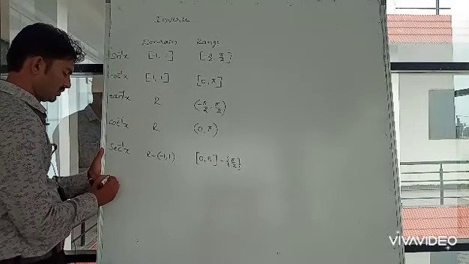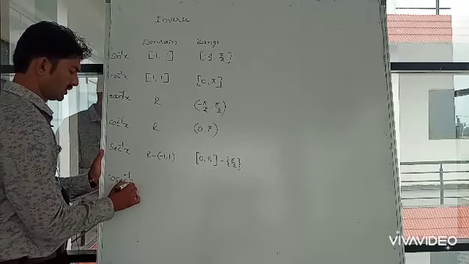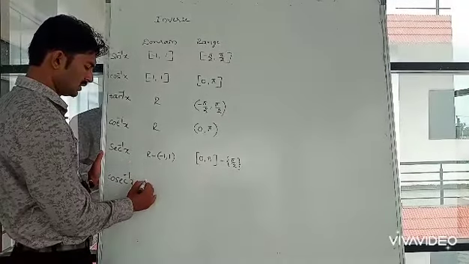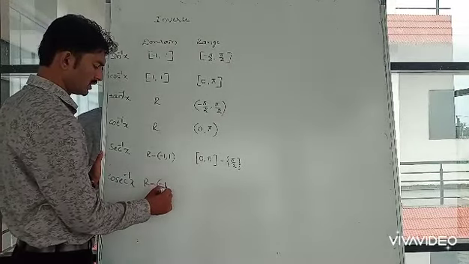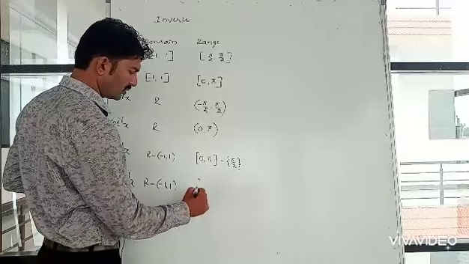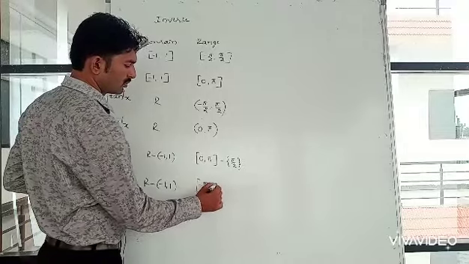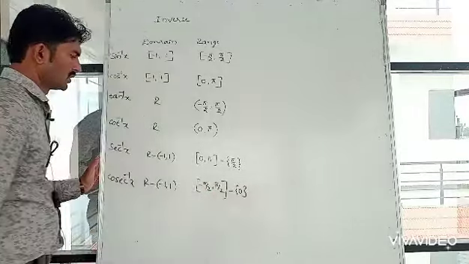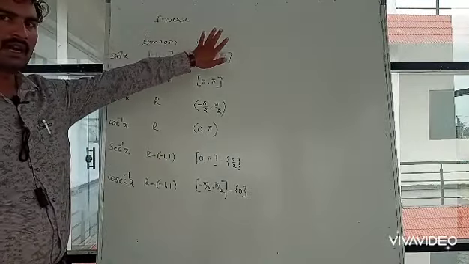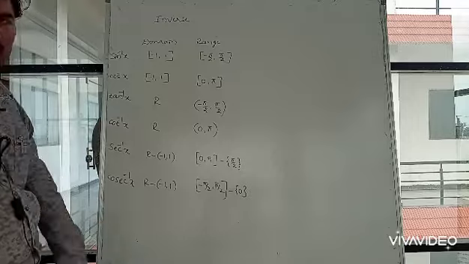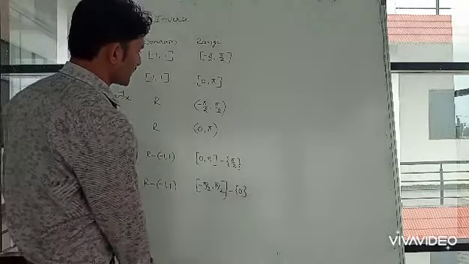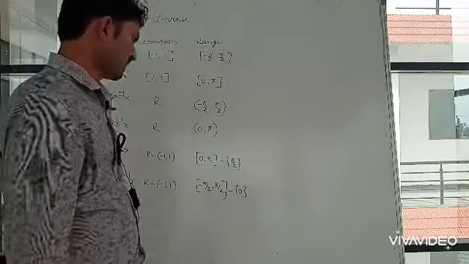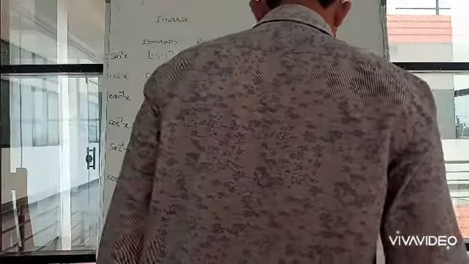Then if the function is y = cosec inverse of x, the domain is R minus (-1 to 1), then the range is closed interval -π/2 to +π/2 minus {0}. So these are the domain and range of inverse trigonometric functions. Okay. Based on that we have seen some examples and given some homework also, so we'll discuss the homework.